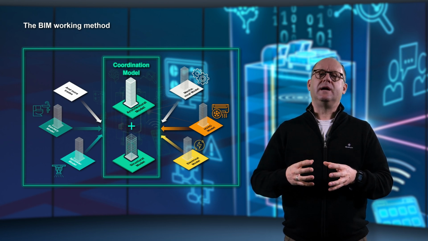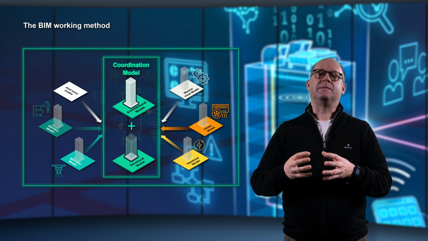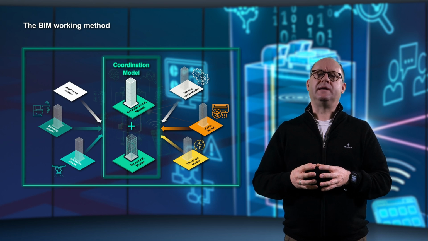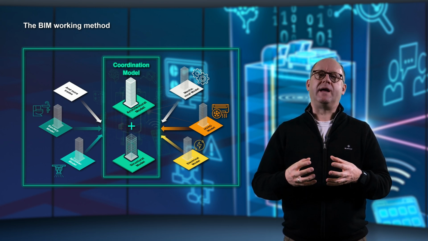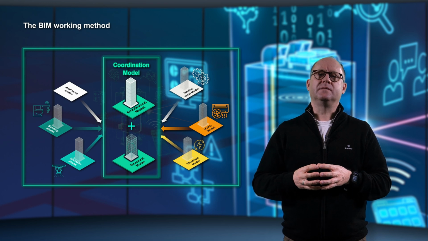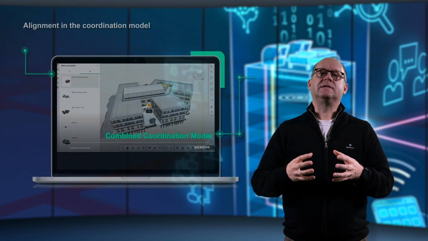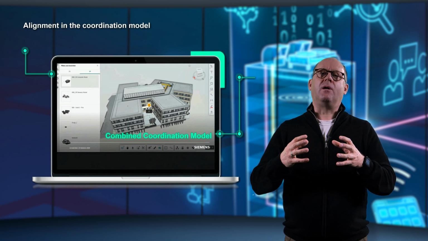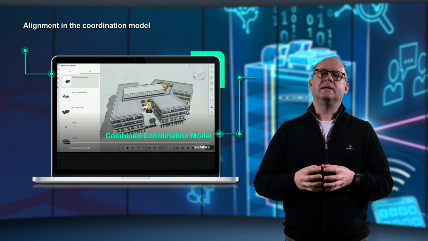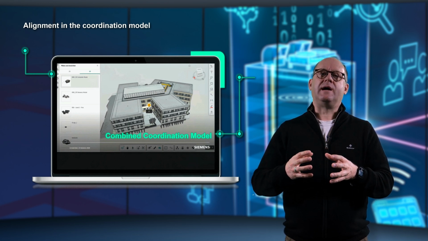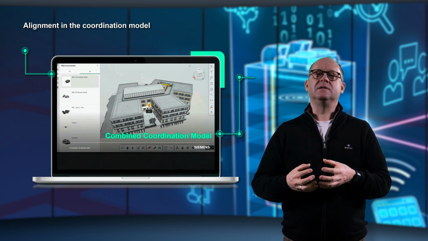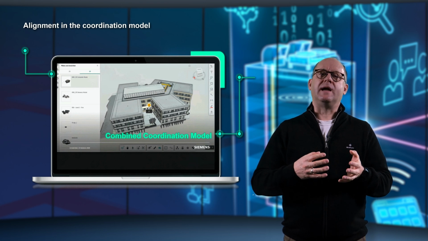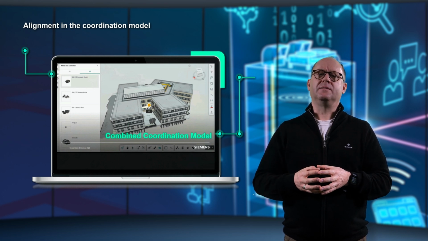A new and central role is played by the BIM manager and the BIM coordinator. Both bring together the models of the individual trades to create an overall model. In this coordination model, you can already see in the planning phase when there are conflicts between trades, such as collisions between heating pipes and cable routes, for example.